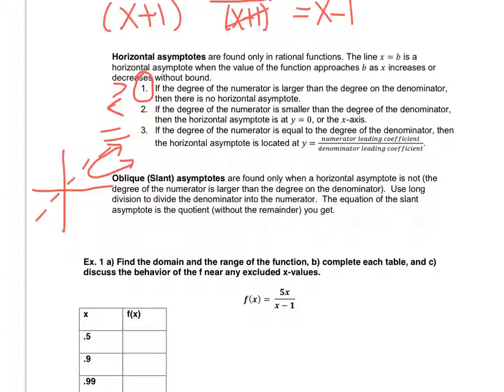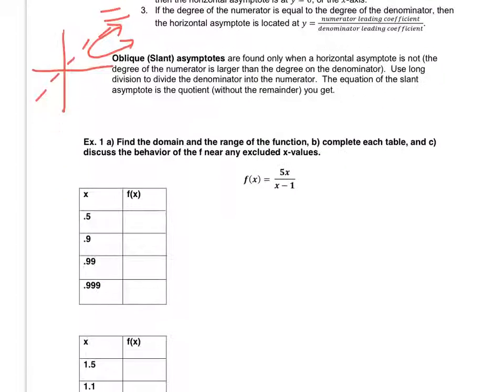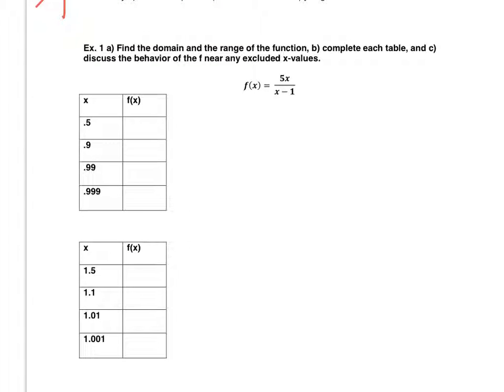So you would use long division, and you would divide the two polynomials, and you would get whatever your equation is. That would be without the remainder. That would be your equation for your slant asymptote. Okay, on to our first example.